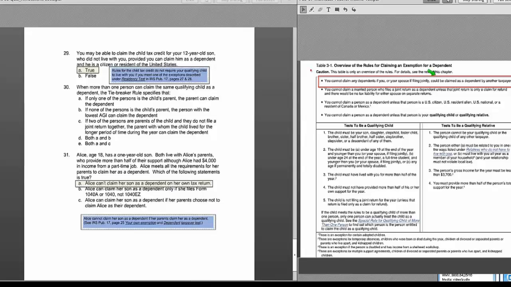They provided more than half of her support. They're related to her. They can claim her as a dependent. Even if they choose not to claim her as a dependent, Alice still would not be allowed to claim her son as a dependent because she did not provide more than 50% of the support. So the answer is A, Alice can't claim her son as a dependent on her own tax return.